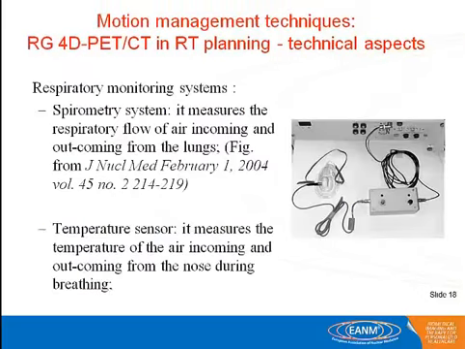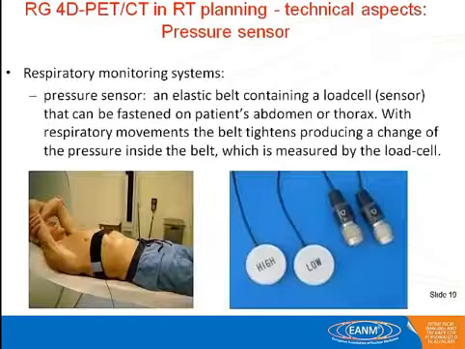We'll talk about a couple of systems, as there are many systems that can be used for respiratory gating. One is the spirometry system, which measures the respiratory flow of air incoming and outgoing from the lungs. Another is the temperature sensor, which measures the temperature of the air incoming and outgoing from the nose during breathing. We didn't use that, but I just want to show you.